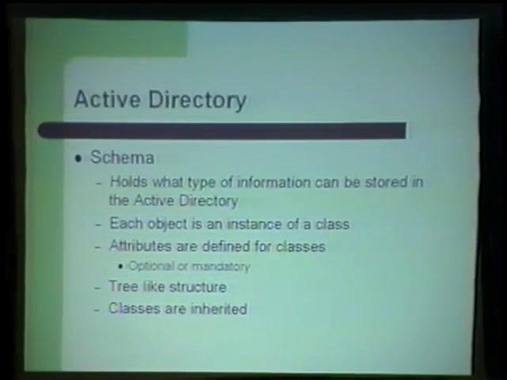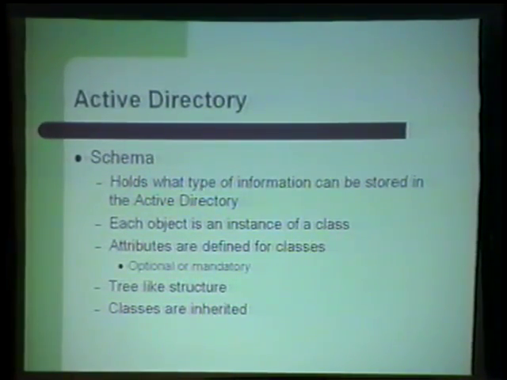Okay, so what exactly is the schema? The schema specifically holds what type of information can actually be stored in Active Directory. You could call it the skeleton of Active Directory. The schema is built on classes, and a class is a description of what an object can be. For instance, you might have a user class. When you create a user, it goes to the user class, pulls out the information of what a user object can look like, and then creates a user object.